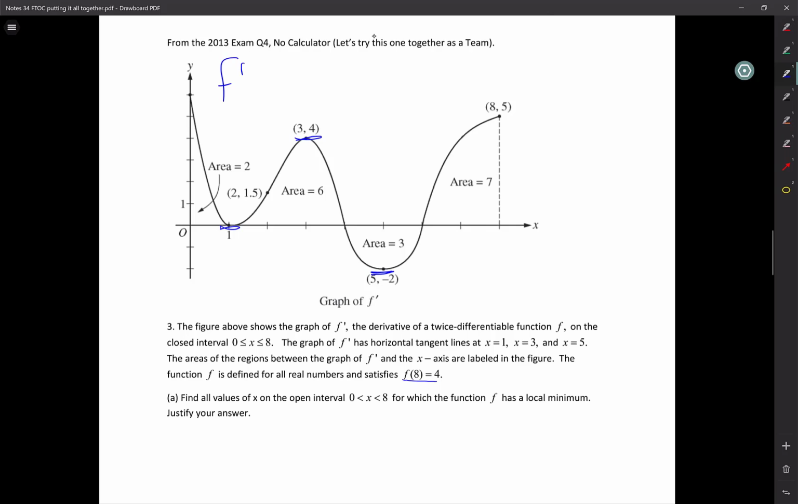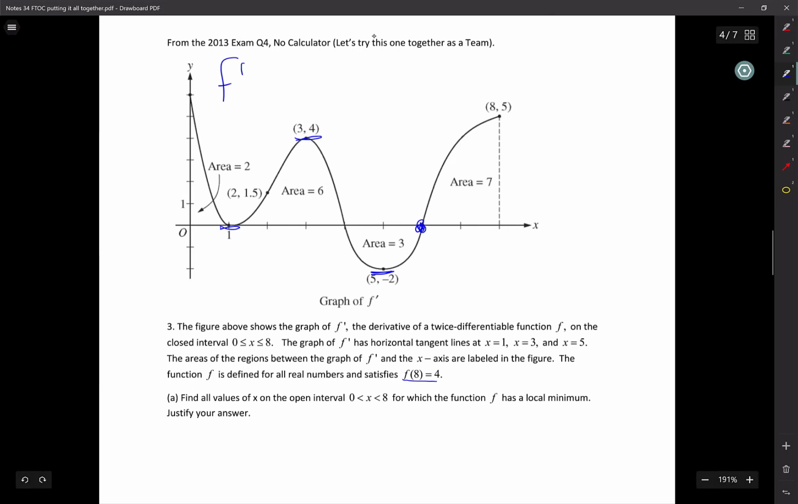So Ochoa, help me out. Looking at that F prime graph, where does F prime go from negative to positive? From 5, negative 2, to 8, 5. Yeah, but there's an exact coordinate. Give me an x value. At x equals what? 6. Perfect. There it is, guys.